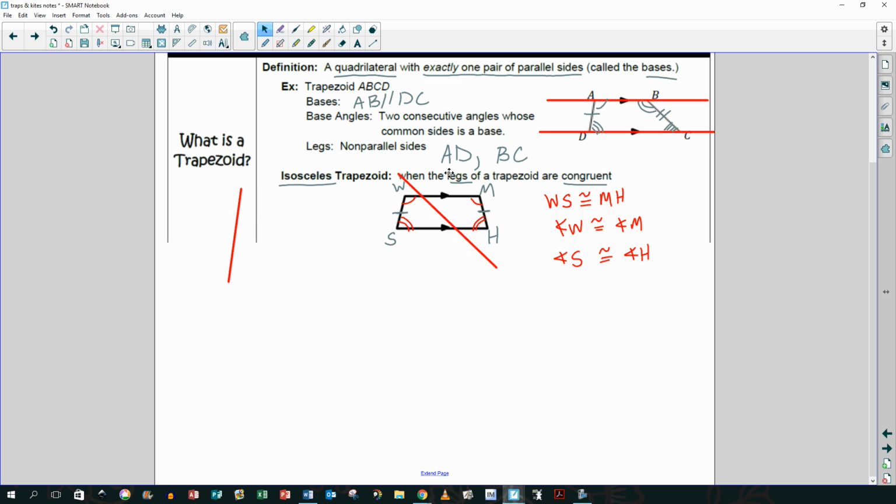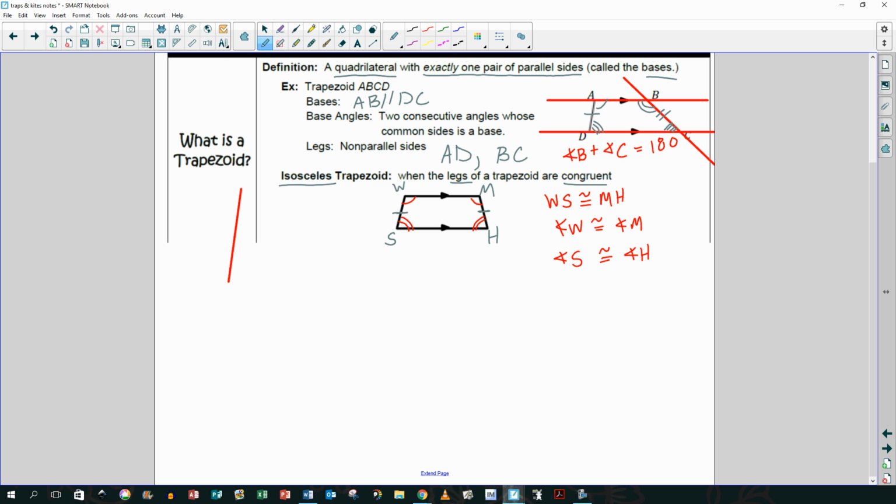All right, now this side over here, what is it acting as? A transversal. So if BC is a transversal, then what does that tell me about angle B and angle C? They are equal to 180. Why? Supplementary. But why are they supplementary? Same side interior angles. So that means that angle B plus angle C equals 180.